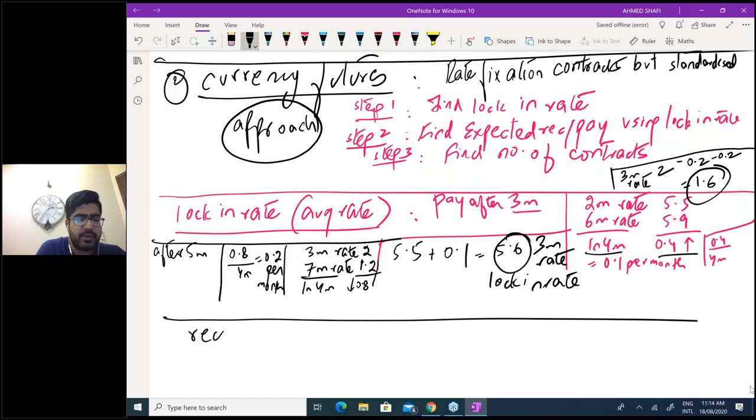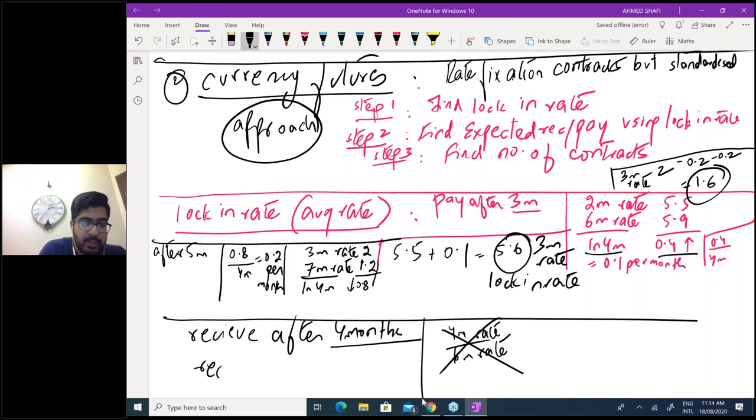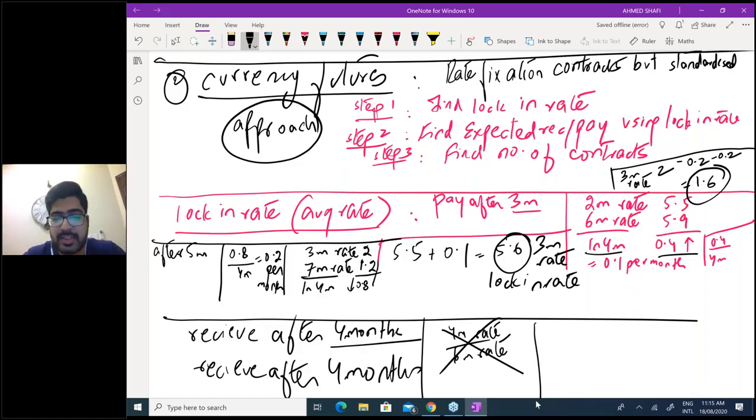Let's suppose you have to pay or receive after 4 months. When you go to the offer, he is offering a 4-month rate, a 6-month rate. No problem. You want to receive after 4 months, the 4-month rate is given, transaction closed. But let's suppose you will be receiving after 4 months, and when you go to the offer of the contract, he says 2-month rate 1.1, 5-month rate 1.4. So you have to get a 4-month rate. It's not given. Apply the averaging strategy.